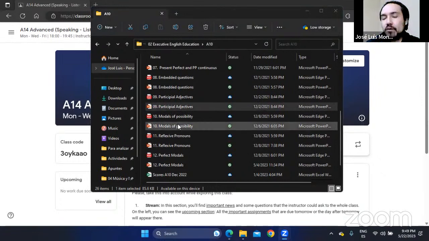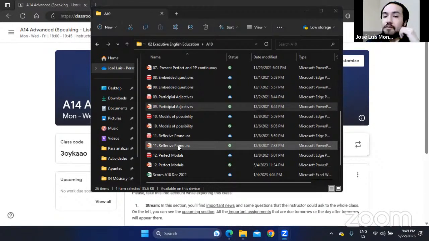Models of possibility, we also got that one, right? May, might, and could. We know that some of them, remember, cannot be used in negative, and some of them cannot be used in questions, right? In negative, we don't use could, and in questions, we don't use may or might, right? Because might is not used in questions, and may is permission in questions, right? So let's have that into account.